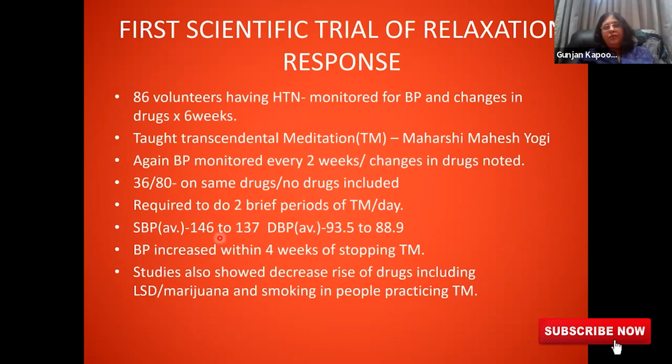And they found that the systolic blood pressure average reduced from 146 to 137 or diastolic उसमें भी significant reduction था. And the important thing was that अगर इन patients ने ये अपना meditation stop कर दिया तो within 4 weeks their blood pressure values came back to where they had started. So this shows that if you do, your blood pressure falls down. If you stop doing it, then your blood pressure comes again. So there is a very scientific documentation done by him about this relaxation response.